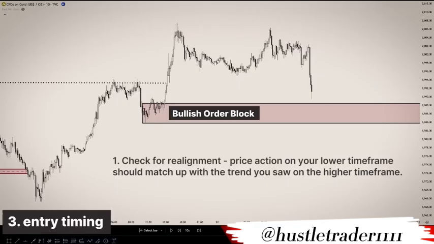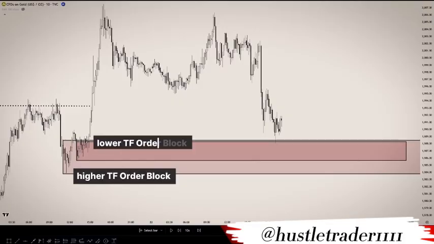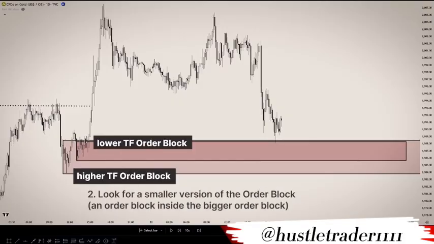First, check for realignment. This means the price action on your lower time frame should match up with the trend you saw on the higher time frame. As the bigger trend is up, you want to see bullish signs on the smaller time frame too. Look for a smaller version of the order block you found earlier. As you're in an uptrend, you're searching for a bullish order block on this lower time frame, an order block inside the bigger order block.